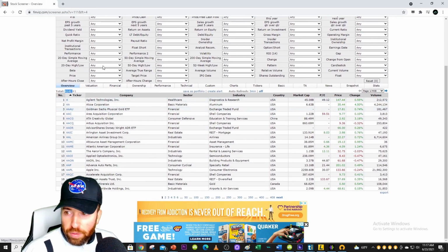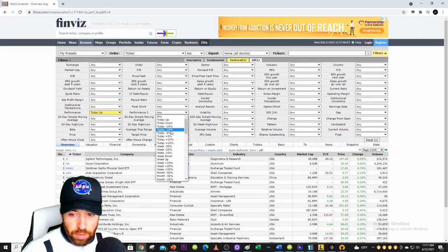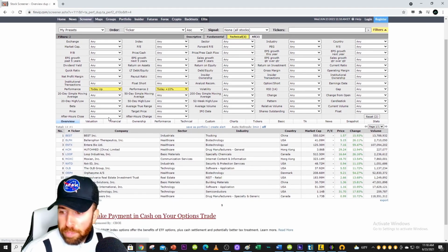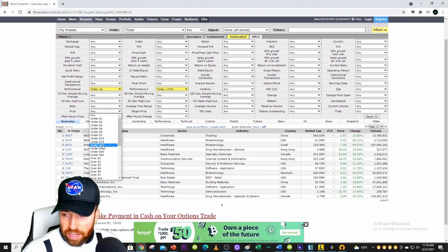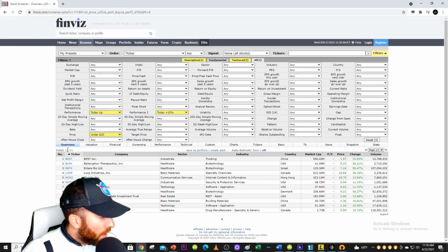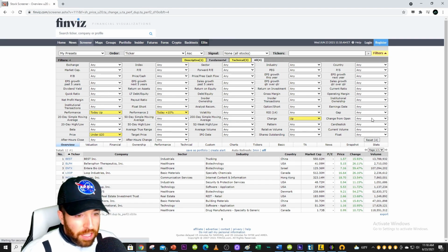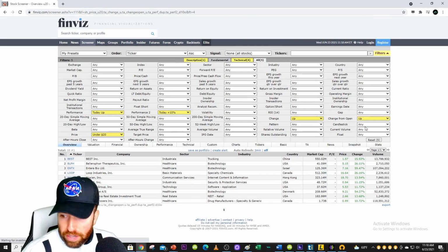8,142. Performance today up. Performance on the 2 today up at least 10%. We're down to 14 already. Price, let's go to, again, under 20 bucks. We're down to 12 already. Change, we're going up. We want to see up. Change from the open, we want to see going on up, right?